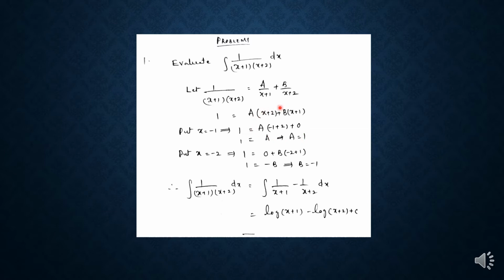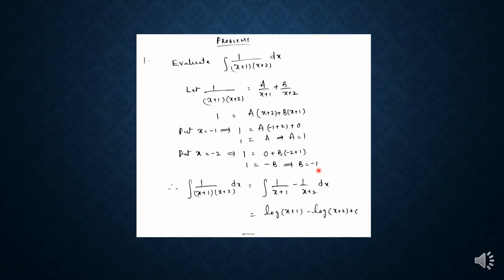Now to get the next value, put x is equal to minus 2 in the above equation. It becomes 1 is equal to A into (minus 2 plus 2), that becomes 0, plus B into (minus 2 plus 1), that is minus B. Minus B is equal to 1 means B is equal to minus 1.